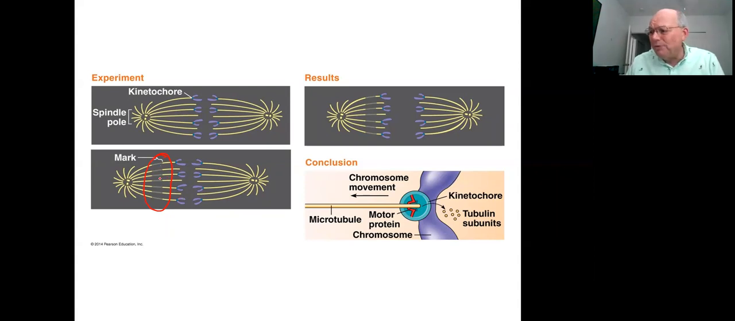If this region moved, then we would know that the chromosomes are pulling. But because it stays stationary and only the chromosomes move, then it's the chromosomes that are literally walking along the microtubules. They're not being pulled along the microtubules. And we now know why. We know the function of the kinetochore in that.